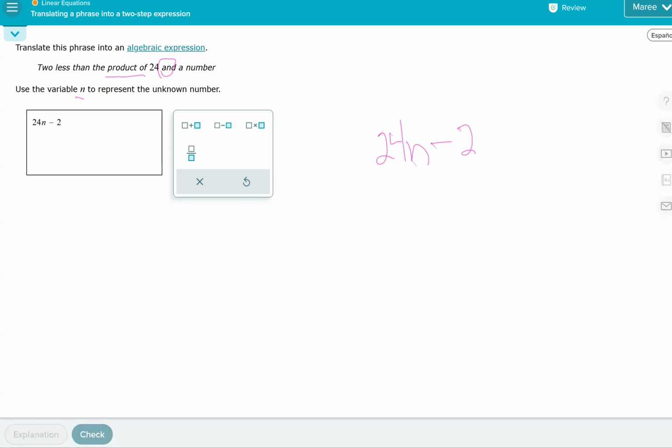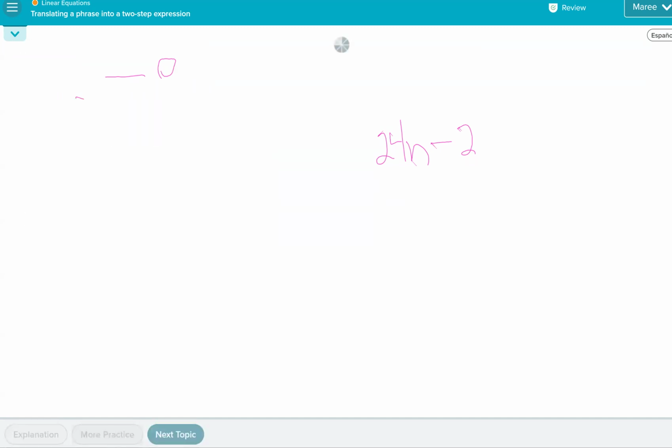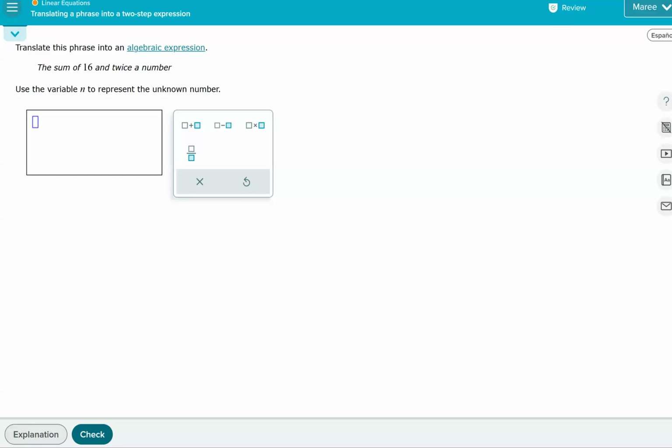Let's just do one more. These can be kind of difficult to do, translations. The sum of, so if it's sum, we put a plus sign. And there's 2 things that are being added, and we need that and symbol. So we're adding 16 and, so after the and, it's the second term, twice a number. So twice means 2 times, and our number that we don't know is n. So 16 plus 2n, and that's the end of the lesson.